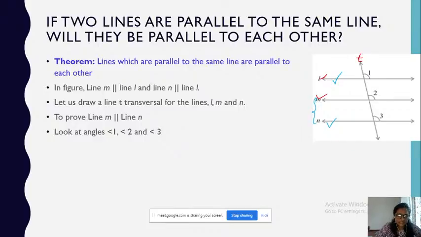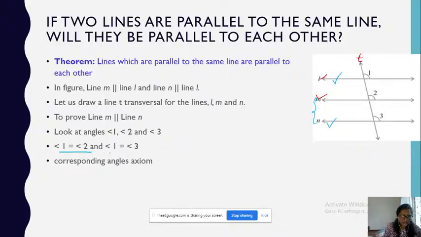So, they are also equal. So, I am going to state this. Angle 1 equal to angle 2 and angle 1 equal to angle 3. Okay. So, from this, can I say that angle 2 is equal to angle 3? Yes, ma'am. So, angle 2 is equal to angle 3. Now, look at angle 2 and angle 3. They are corresponding angles. Right? Angle 2 and angle 3 are corresponding angles. And we got they are equal. So, what about the lines M and N?